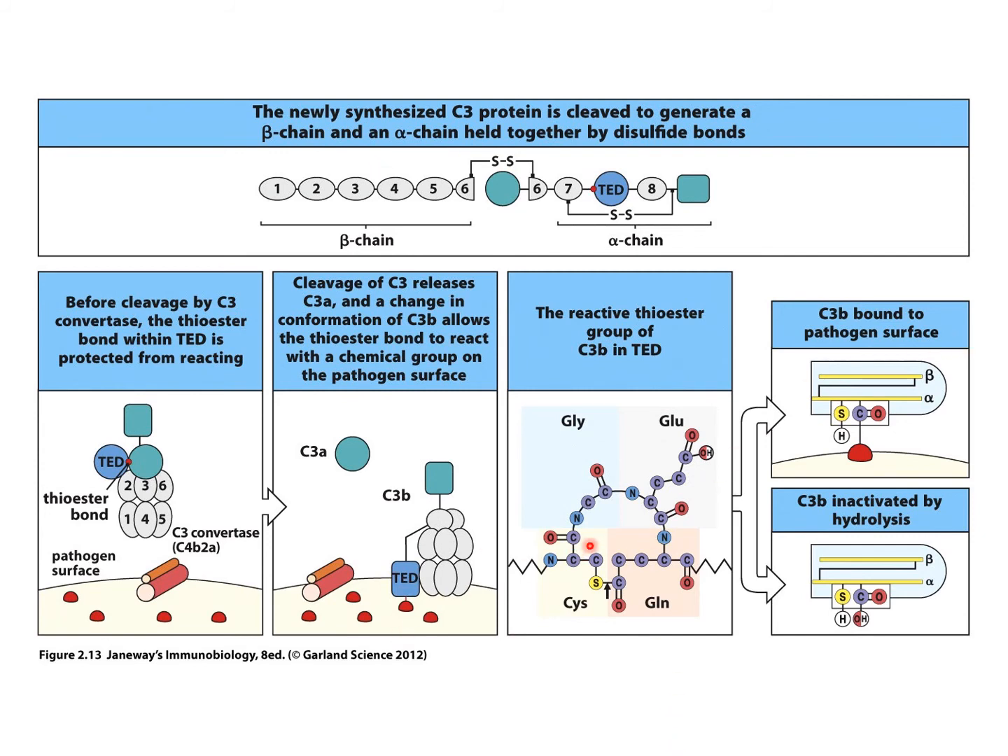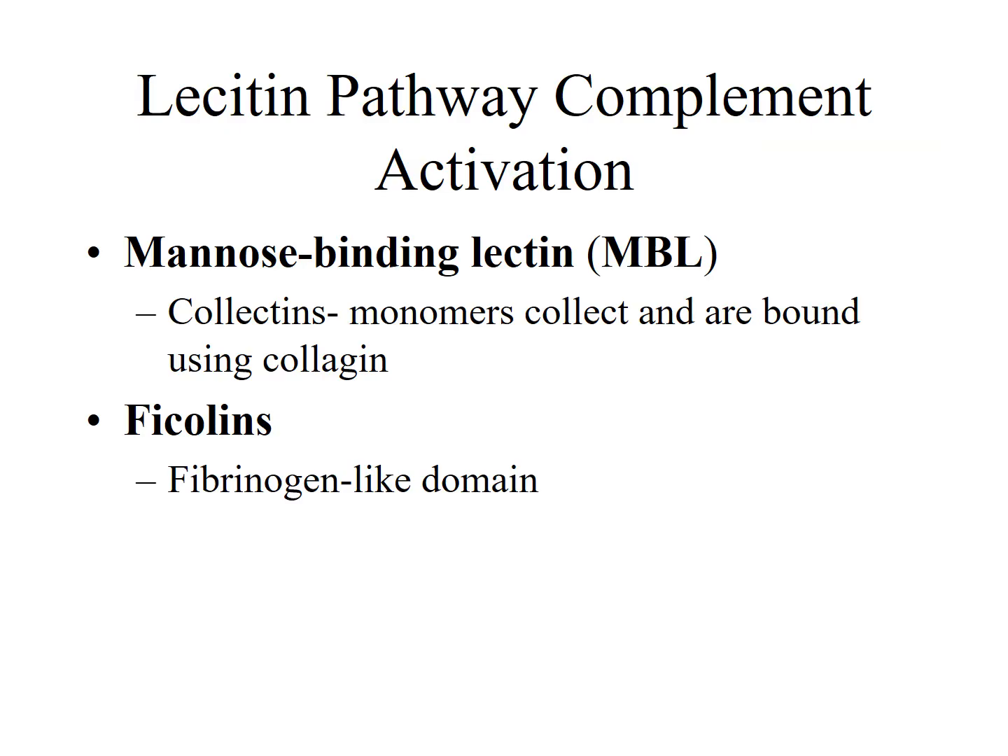C3b will remain bound to the surface of a pathogen. C3a, once it's cleaved, will be able to fold itself around, become activated, and then will recruit in more cells that are going to react to activated C3b.